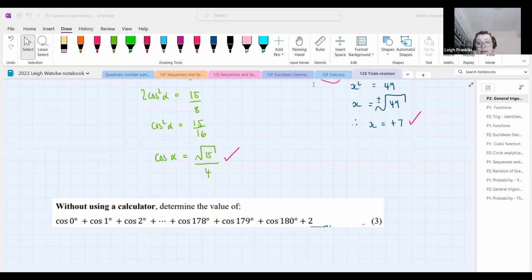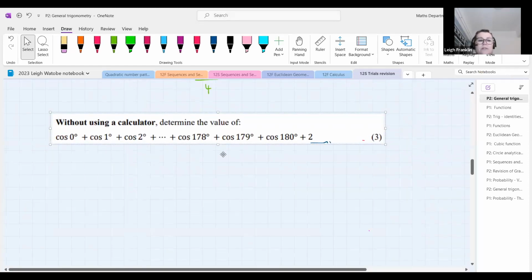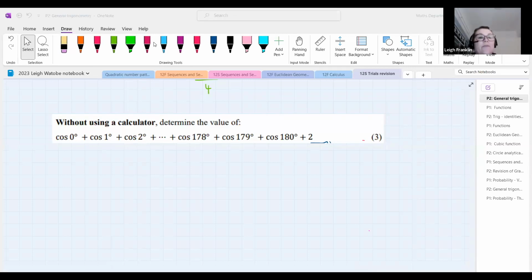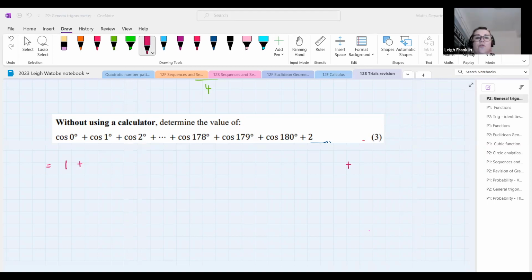We're not allowed to use a calculator. Does anybody know what the cos of 0 is equal to? Okay, lovely. So the cos of 0 is equal to 1. Then we've got all of these terms on the inside. Then at the end, we've got the cos of 180. What's the cos of 180 equal to? Good.